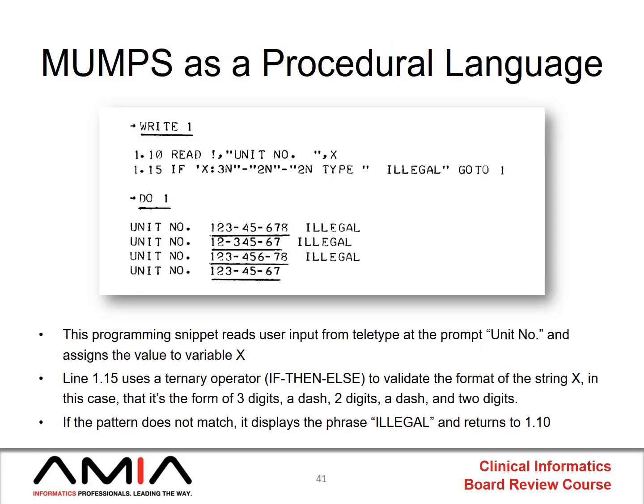So MUMPS is a procedural language. It has its own procedural language. You can see the line numbers here. This is a sample snippet of code. It's 2 lines long, line 1.10 and 1.15. And you're not going to be expected to know the syntax. But basically what line 1.10 says is, go to the command prompt and read from the user input, show the phrase unit number followed by a space, and expect an input from the user, assign it to the variable x.